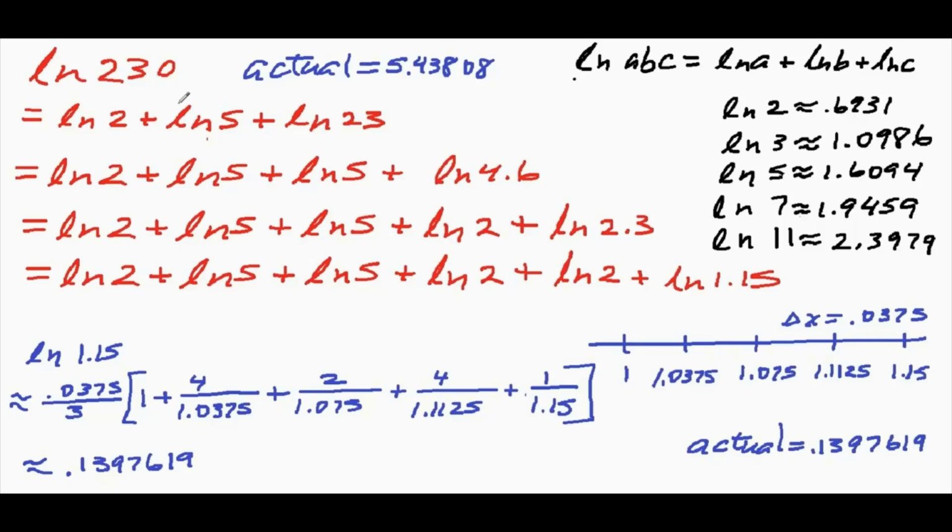So we know log of a times b times c equals log a plus log b plus log c. It's just a standard property of logs. And what I recommend that you do is figure out the logs of these primes, because you can go a long way with just those.